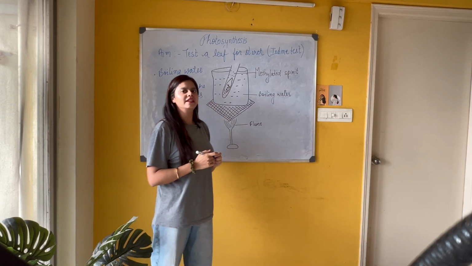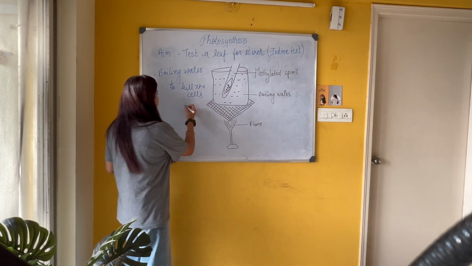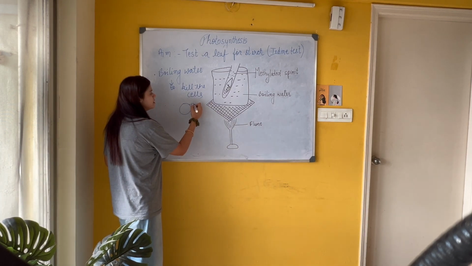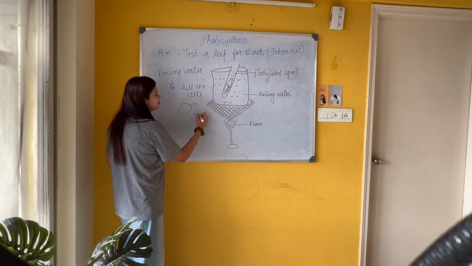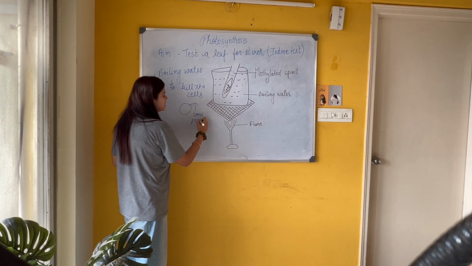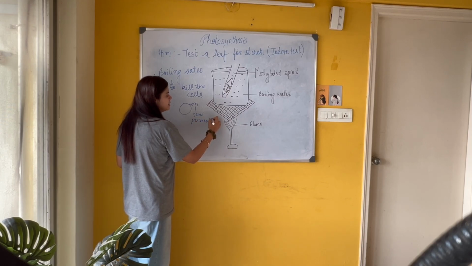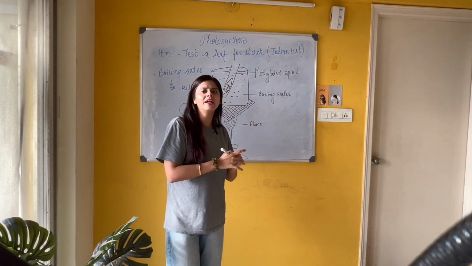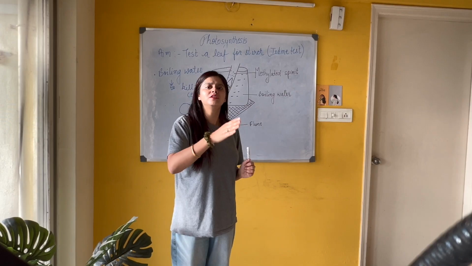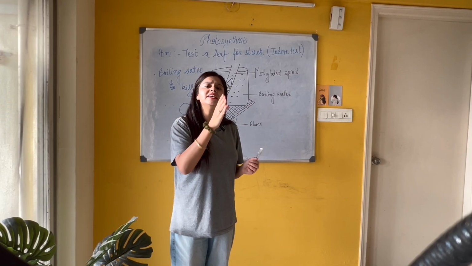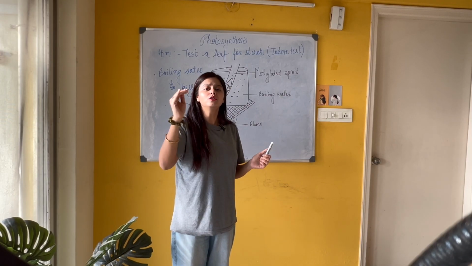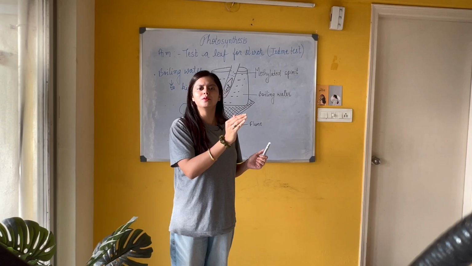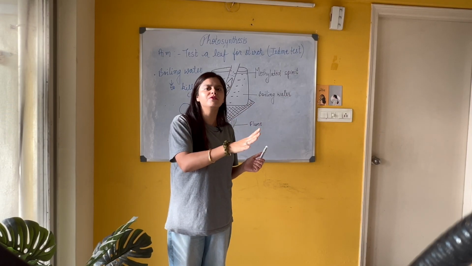Guys, you remember from 9th grade that the cell membrane is a semi-permeable membrane. Semi-permeable means selectively permeable. The cell membrane does not let any substance exit or enter the cell. It is very selective in nature. Only those substances will enter the cell which are actually useful for the cell.